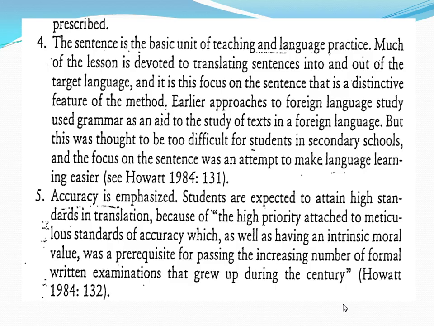So how many things are there? Intrinsic moral value as well as accuracy will be there. Accuracy, that means if you are accurate in writing or pronouncing the words, then you will be seen as a scholar, your English standard is good, and also that kind of skill will be used in several written examinations, a prerequisite of the increasing number of written examinations.